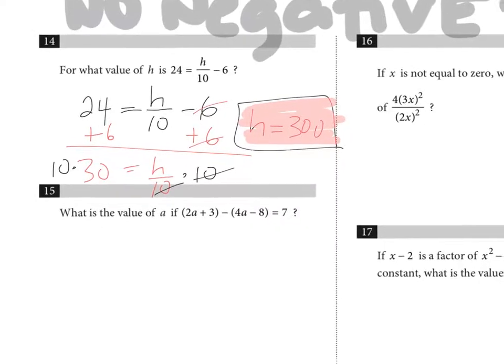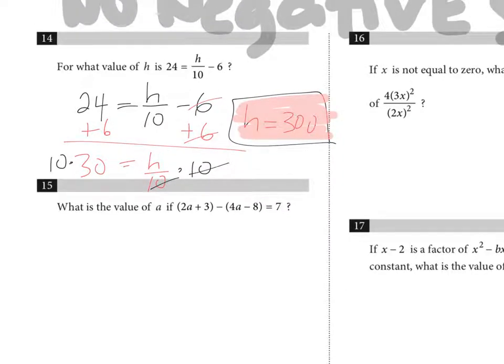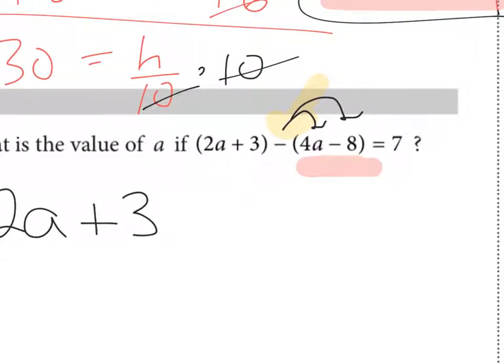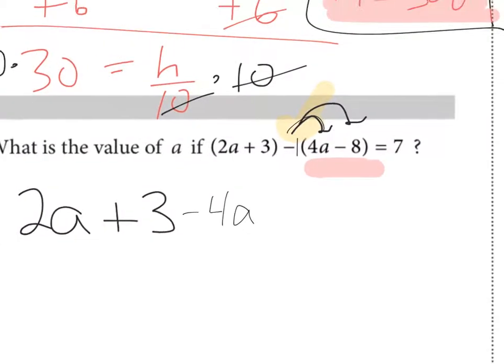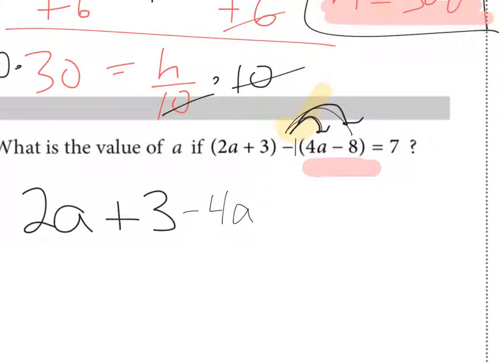Problem 15, what is the value for a? So here we're going to solve this equation for a. And the key is this: we have a subtraction sign in front of the second set of parentheses. So we're going to have to remember to distribute a negative 1 to the second set of parentheses. The first parentheses just stays as 2a plus 3. But now I have negative 1 times 4a, so that's negative 4a. And then I have negative 1 times negative 8, which is positive 8 equals 7.